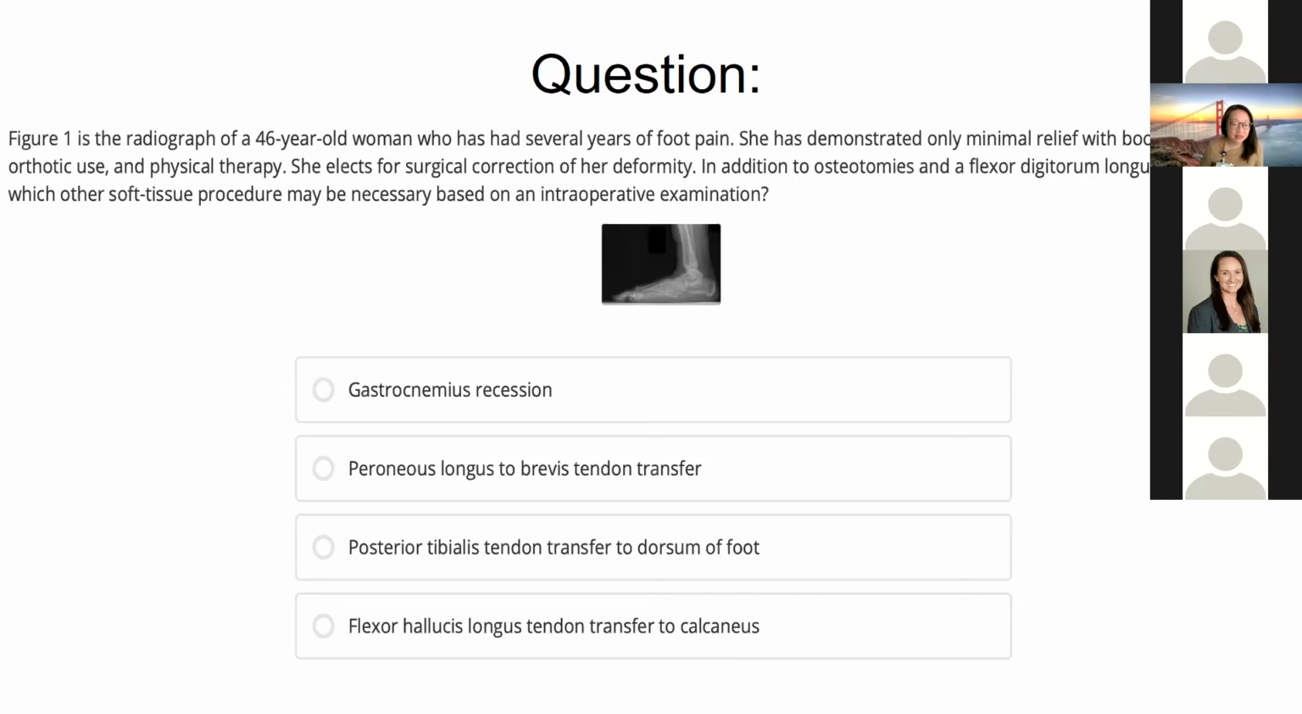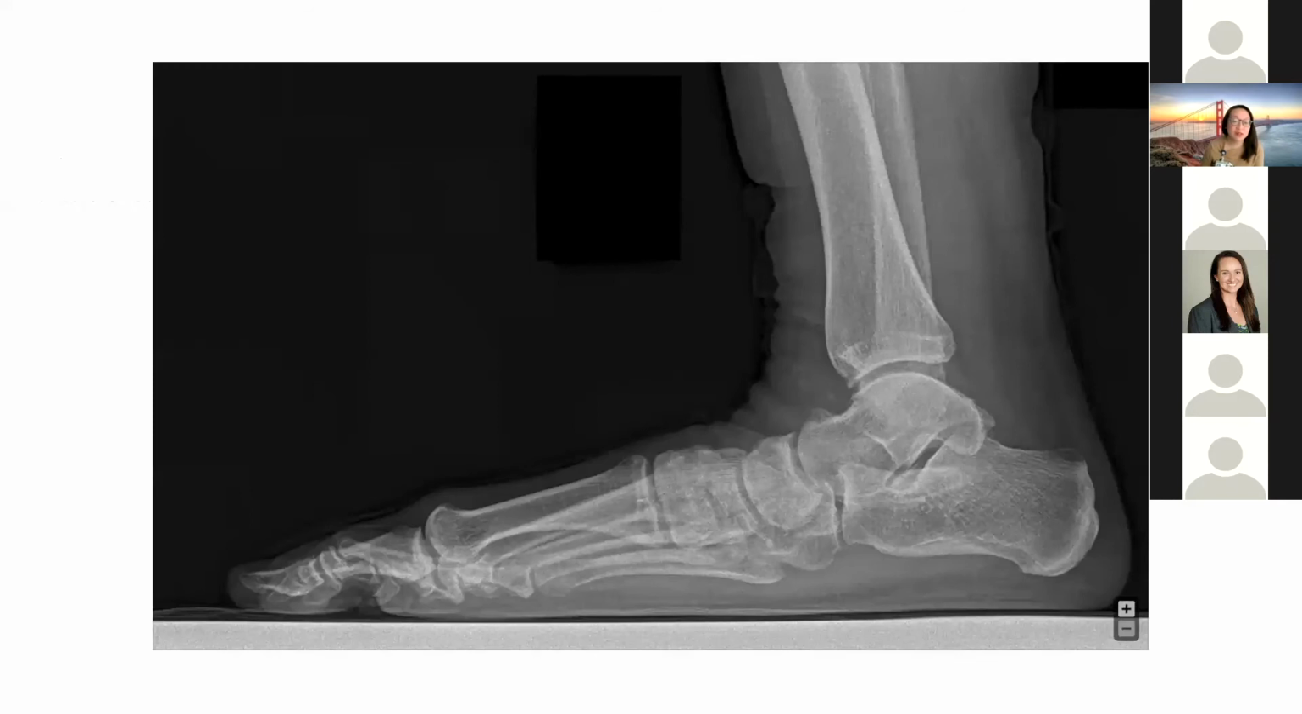So figure 1 is the radiograph of a 46-year-old woman who has had several years of foot pain. She has demonstrated only minimal relief with boot immobilization, orthotic use, and PT. She elects for surgical correction of her deformity. In addition to osteotomies and an FDL transfer, which other soft tissue procedure may be necessary based on an intra-op exam? So let me show you, so there's her x-ray.